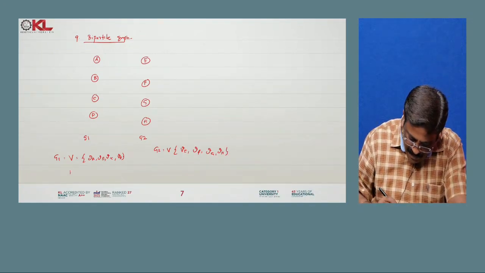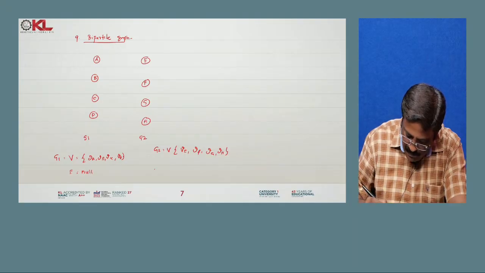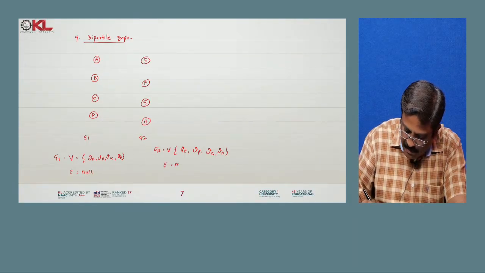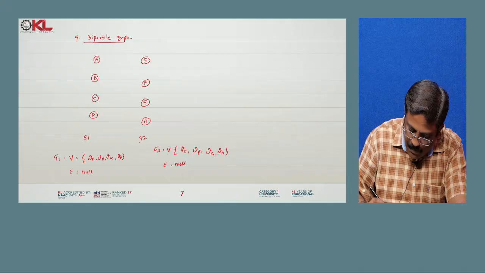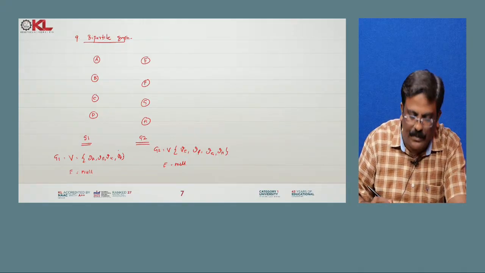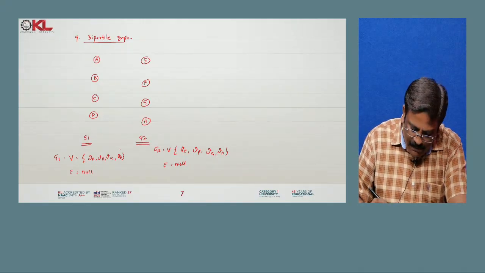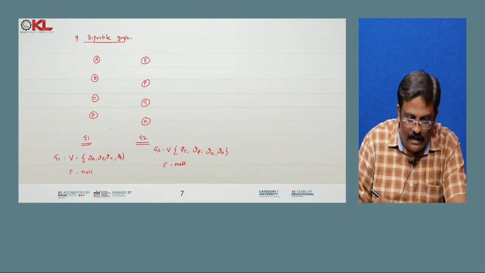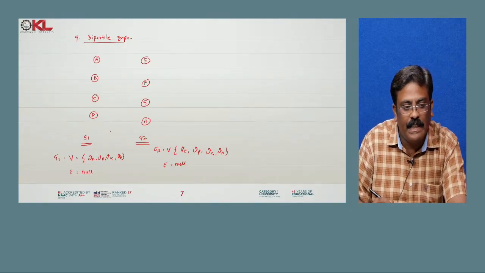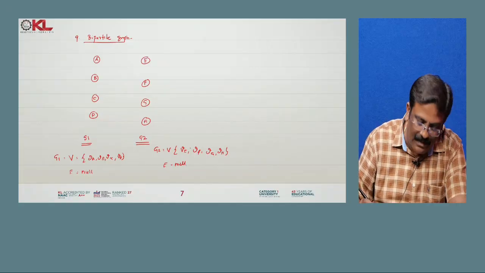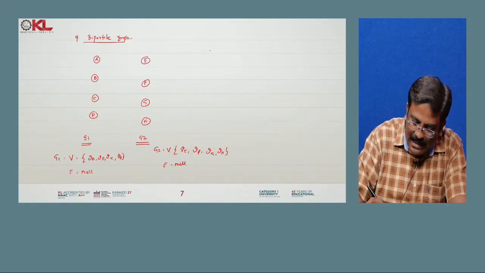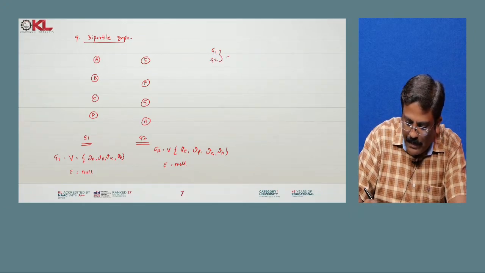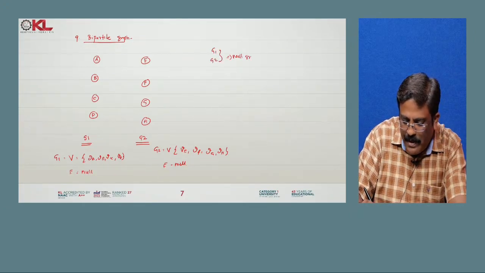What about edges over here? Edges are null. What about edges here? Here edges are null. I am just talking about only this particular graph 1 and graph 2. And what type of graph is it? Any graph consisting only of vertices with no edges is called a null graph. So there are two null graphs available. G1 and G2 both are representing a null graph.